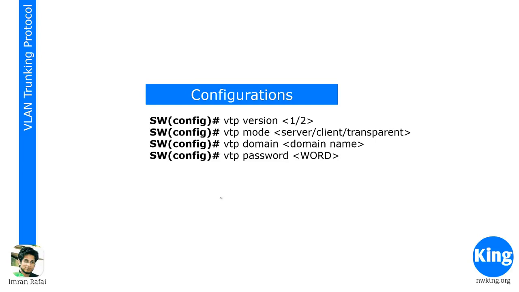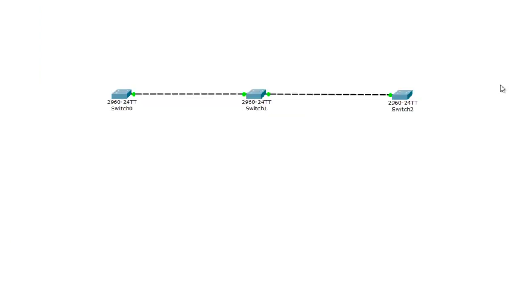So these are the configurations. If you want to change the VTP version numbers, it is VTP, go to the global configuration, VTP version. If you want to change the mode, VTP mode, and then you can choose server, client, or transparent. If you want to create a VTP domain, that's VTP domain and put a domain name. And if you want to create a password, it is VTP password and then put a password. Right, so if you want to look at it from the same example from Packet Tracer, 3 routers spread out, and we'll see how VTP works.